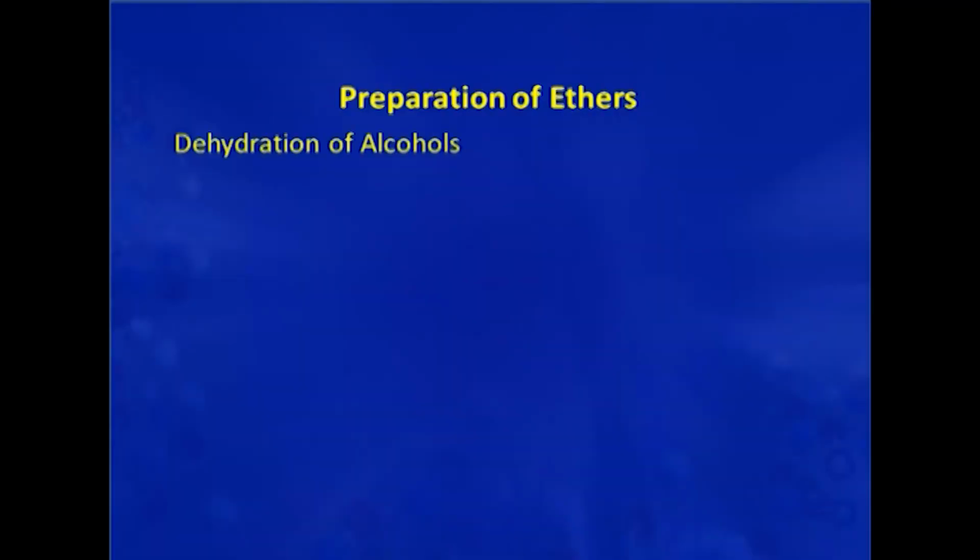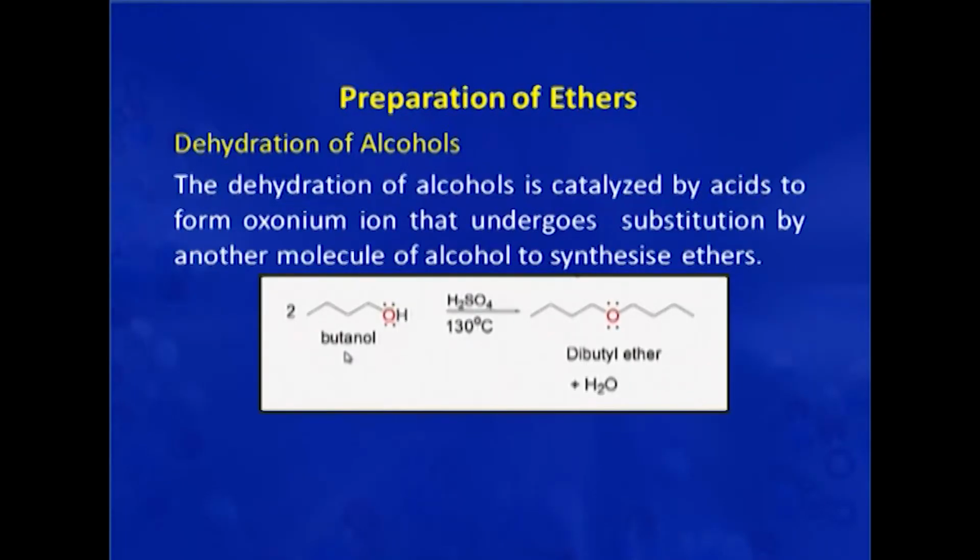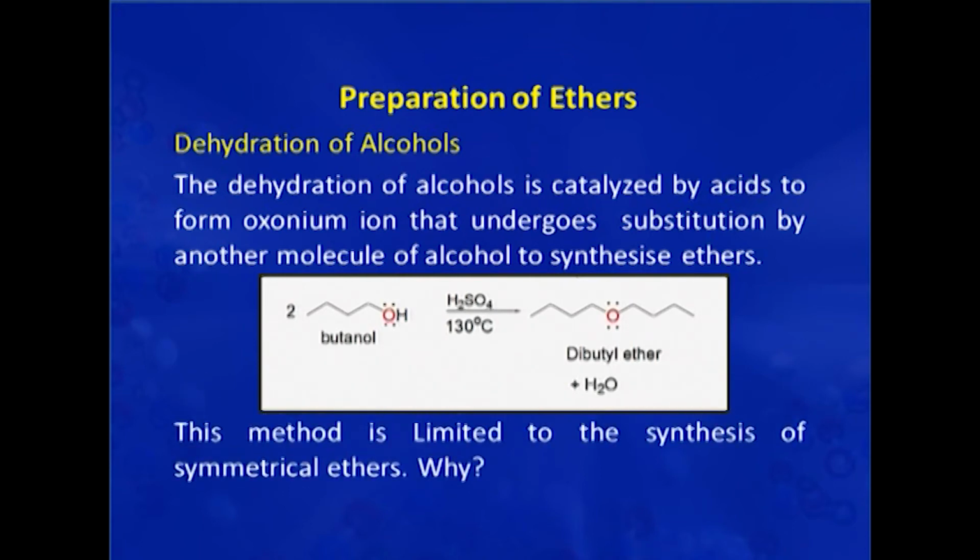We will now discuss the preparation of ethers. Ethers are prepared by 3 or 4 methods. First of all, we will discuss the dehydration of alcohol. The dehydration of alcohol can be achieved by the reaction of alcohol in presence of concentrated acid like sulfuric acid at high temperature. Here in this particular example, normal butanol reacting with sulfuric acid at about 130 degrees centigrade produces dibutyl ether. This method of preparation of ether is limited to the synthesis of only symmetrical ethers.